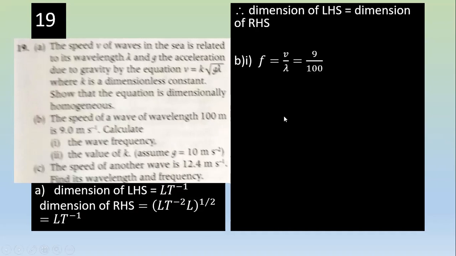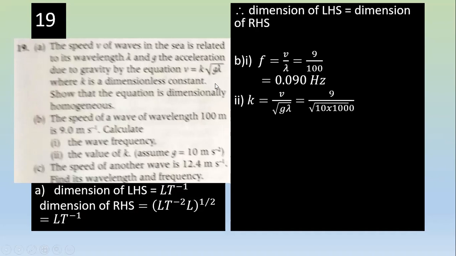So this one is this semester's work or your SPM work. You have to use the formula V over lambda, 9 over 100, so it's 0.090 hertz. Value of K. Right? Now you have the wavelength given, your speed is given, and G, you know, then you can calculate your value of K.